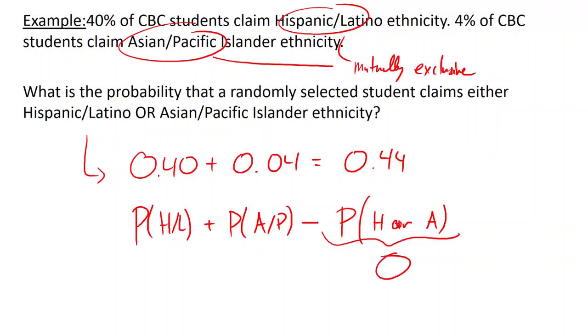Yeah, I was thinking, if you're going to calculate the probability of Hispanic or Asian Pacific Islander, the rule says you should take Hispanic plus Asian and then subtract off the overlap, except in this case, there is no overlap to take away. So if they're mutually exclusive, then you don't have to worry about it, and that's the special case. So that's the special addition rule.